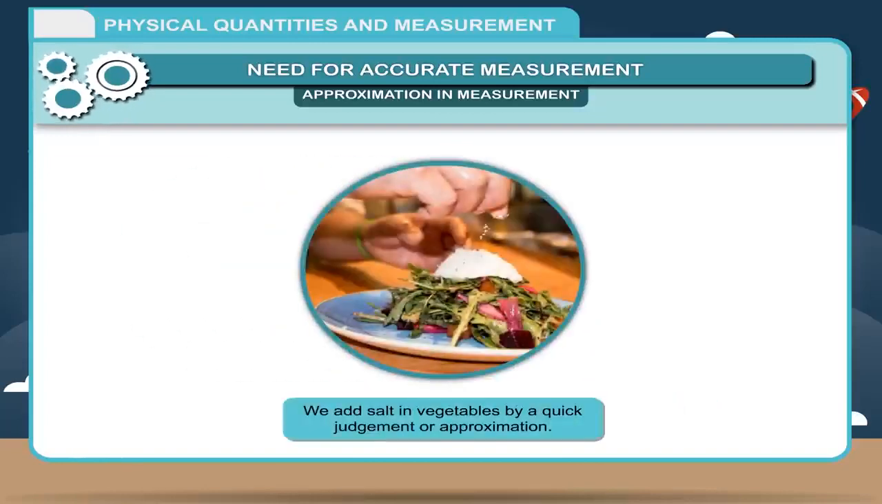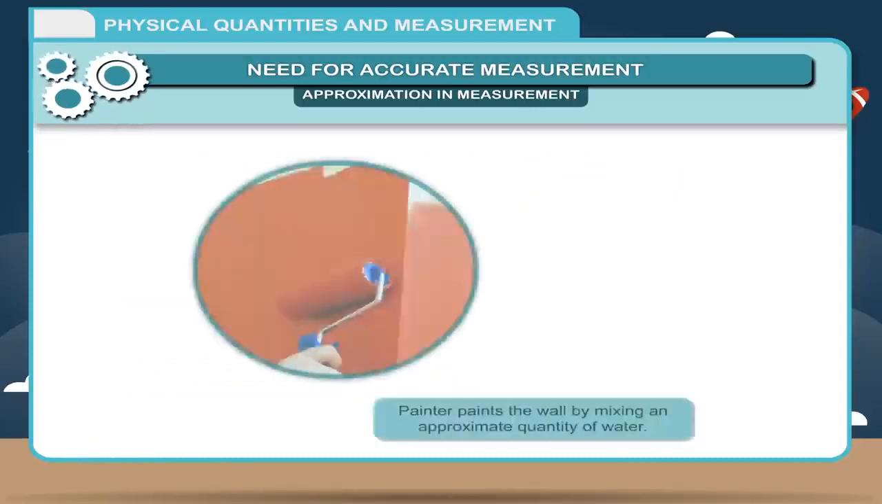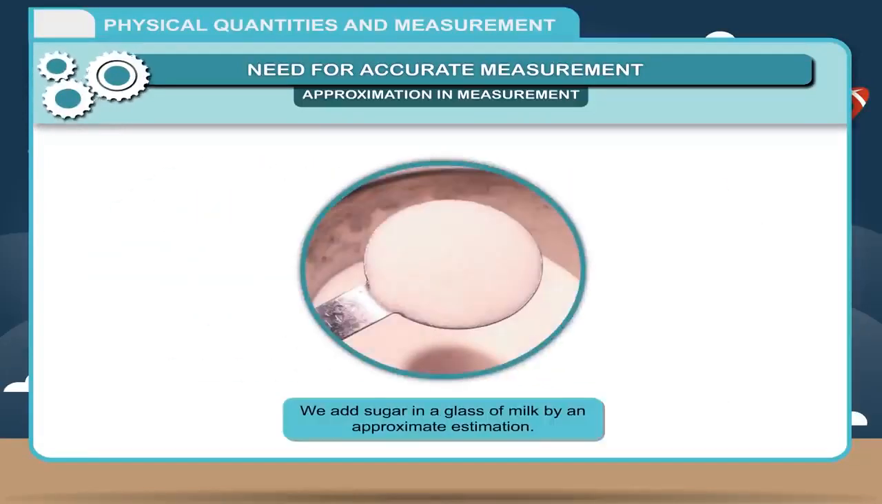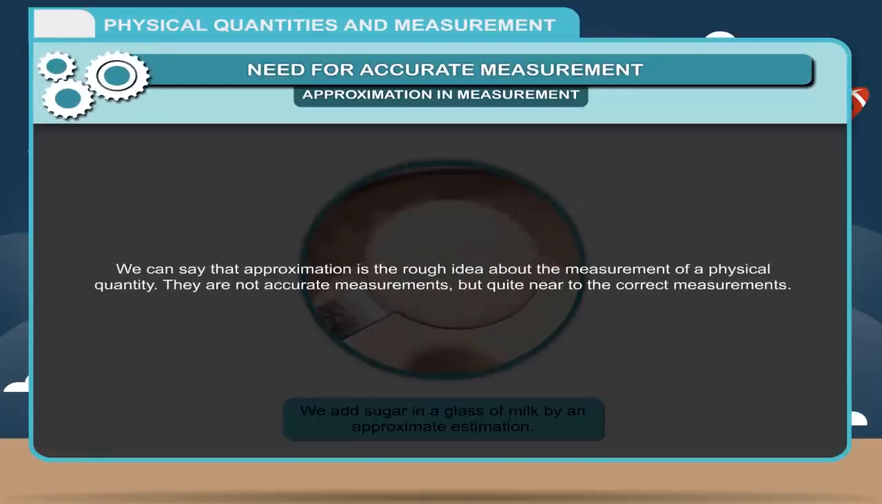Examples: 1. We add salt in vegetables by a quick judgment or approximation. 2. A painter paints the wall by mixing an approximate quantity of water. 3. We add sugar in a glass of milk by an approximate estimation. Hence, we can say that approximation is the rough idea about the measurement of a physical quantity. They are not accurate measurements, but quite near to the correct measurements.